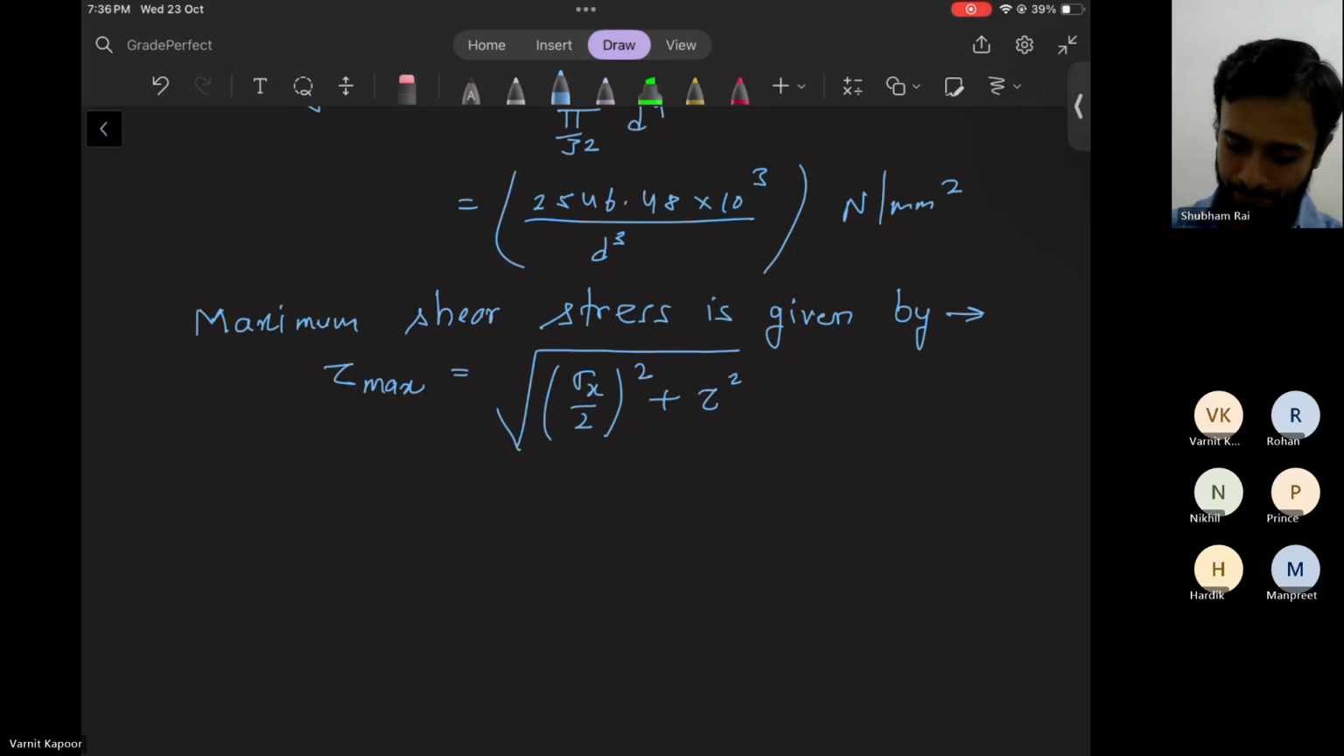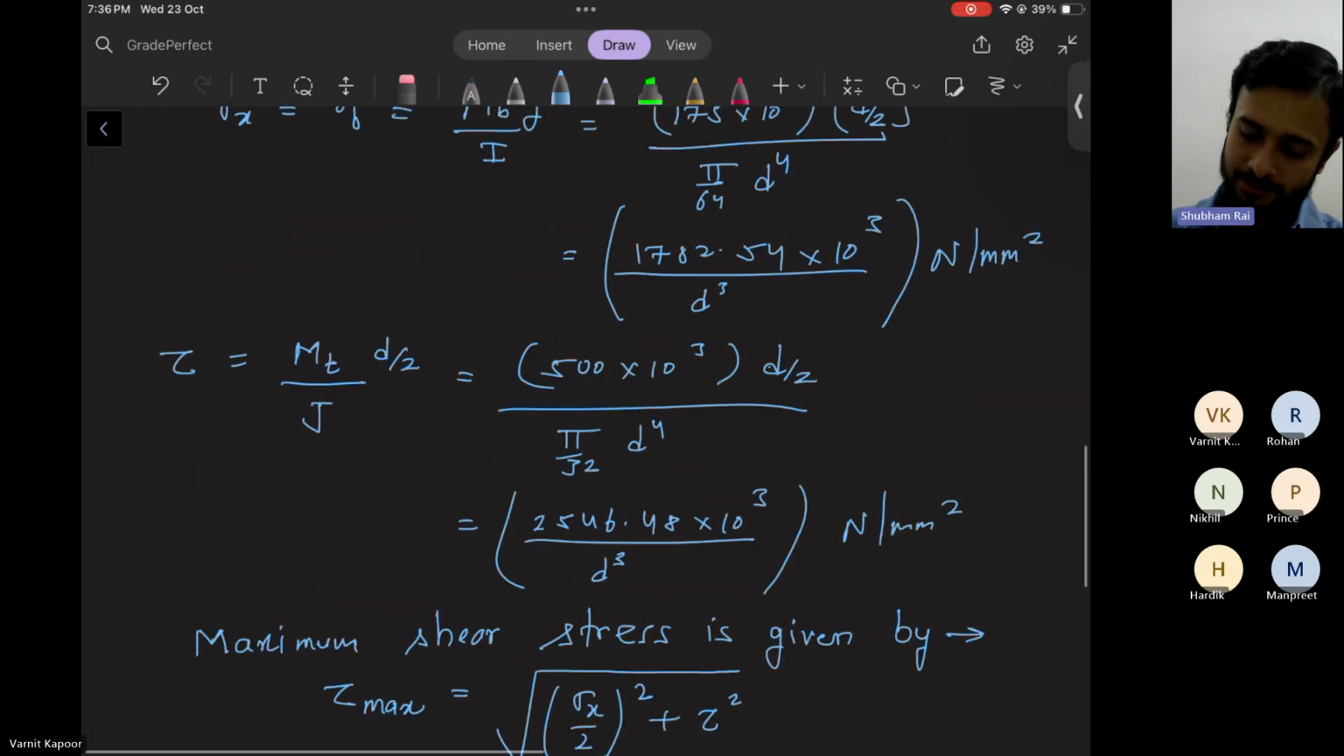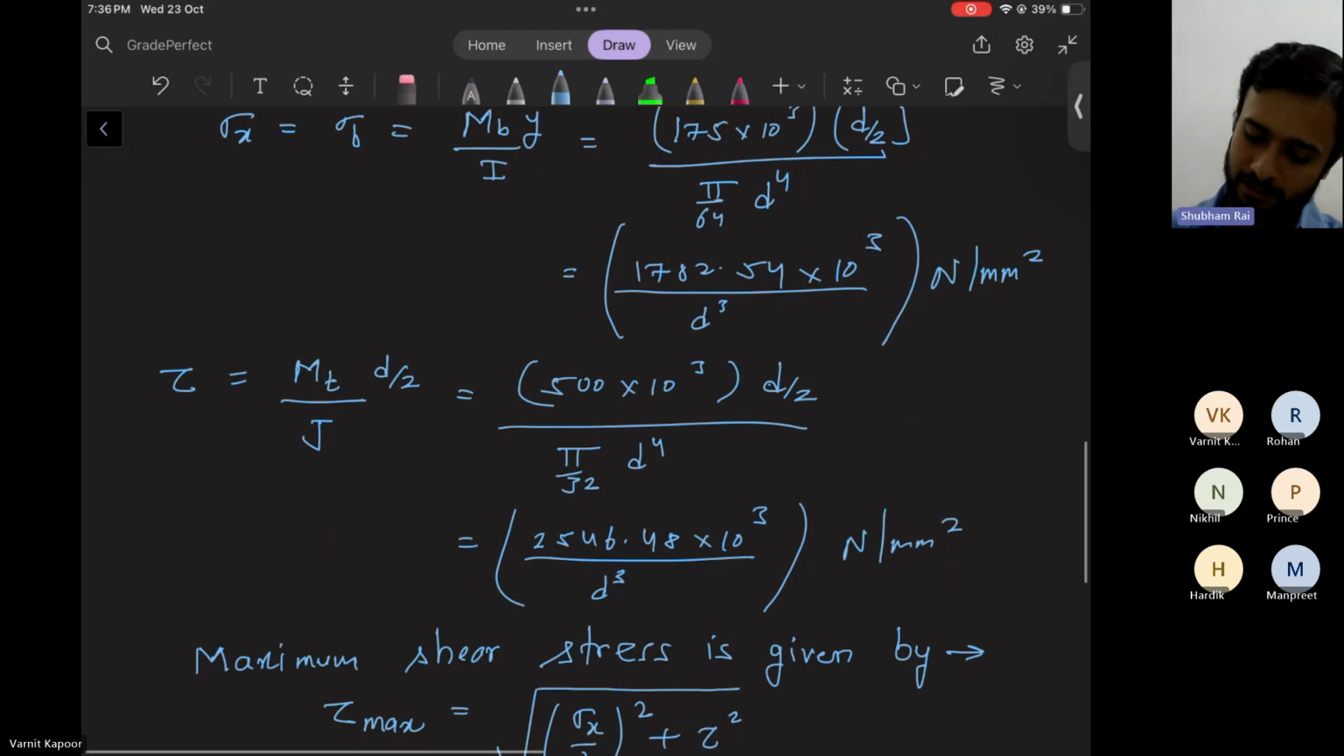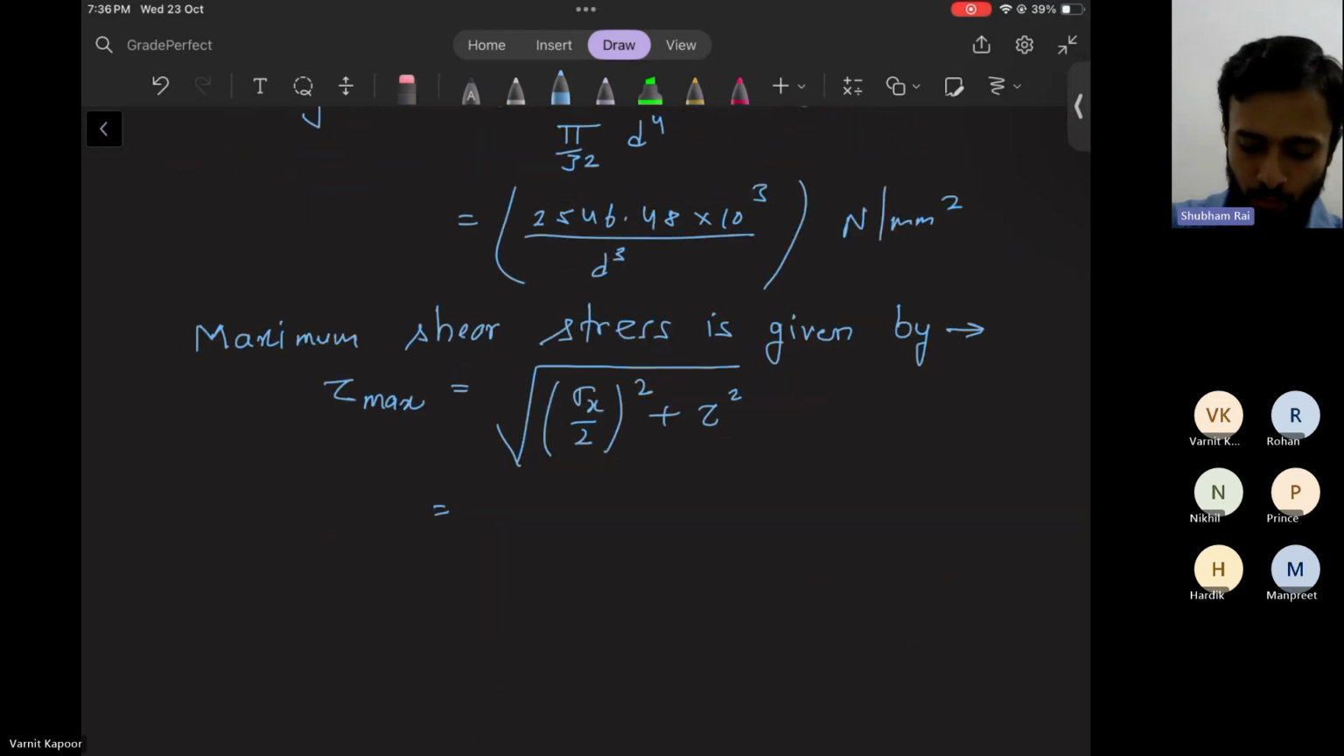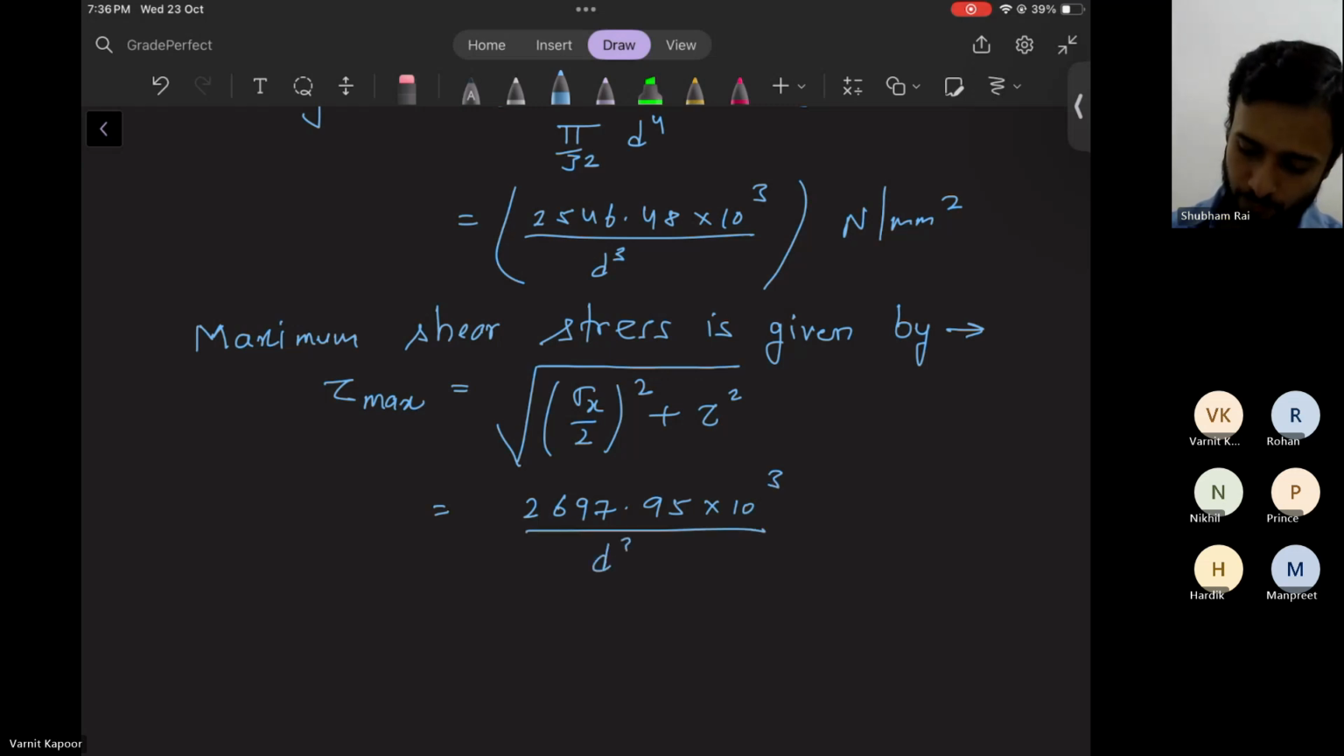So just put the values. Finally, if you solve these expressions, you put the expression of sigma x here and divide by 2, and then tau, then square and take the square root. Finally, you should get 2697.95 into 10 to the power 3 divided by d cubed, Newton per mm square. Okay, because this is stress.